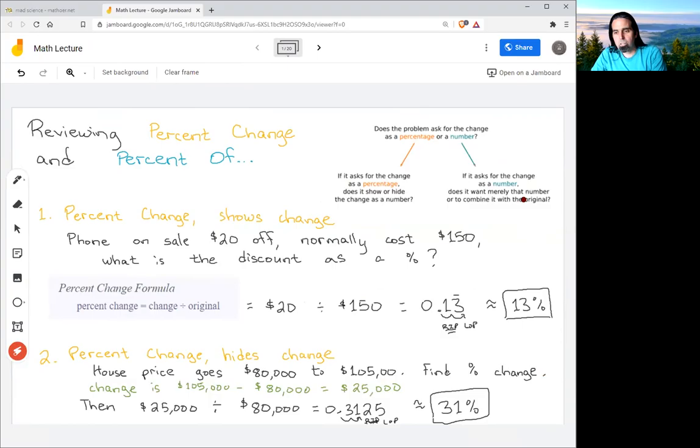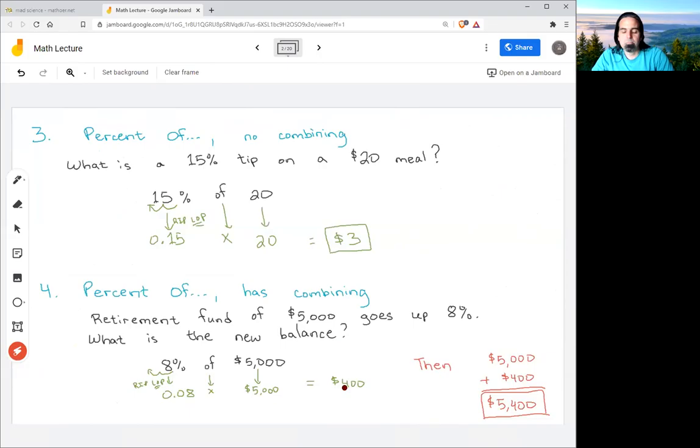So that was these two sides. We are given the percent. We do a percent of kind of thing. And is the answer just a number, the change, or do we have to combine it with something else? So that's a review of what we did the last half of last class. Do you want another problem of any of these four types?